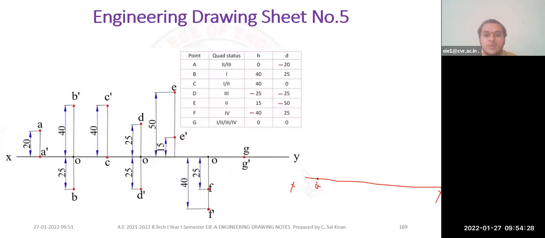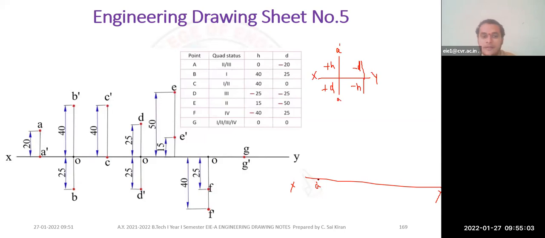And D is negative. Whenever H is positive, it will be above the XY line, and positive D will be below the XY line. Whenever it is reverse, negative H will be below the XY line and negative D will be above the XY line. This thing you have to remember. And with respect to H, you will get that small letter and dash. And with respect to D, you will get the small letter. These things you have to remember.